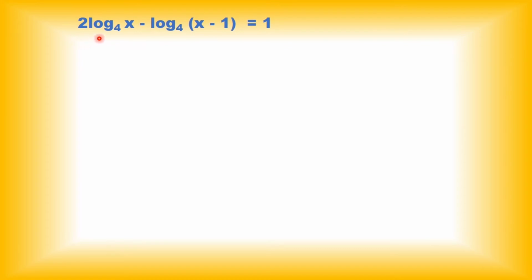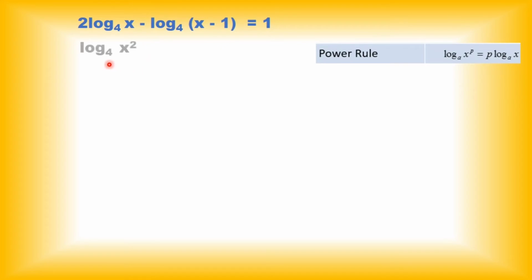Sa problem na ito, dalawang property ang pwedeng gamitin. Una, power rule. Power rule says that log base a of x raised to p is equal to p log base a of x. So, ito siya. Itataas natin yung 2. So, it becomes log base 4 of x squared.